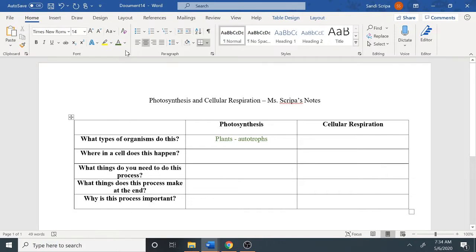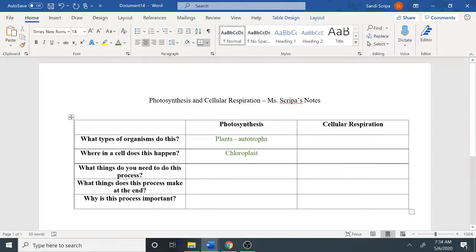And this was Question 2, where in a cell does this happen? This was a question from Monday, and it kind of connects back to what we were doing the first couple weeks about cells. But inside of a cell, this happens in a place called the chloroplast.